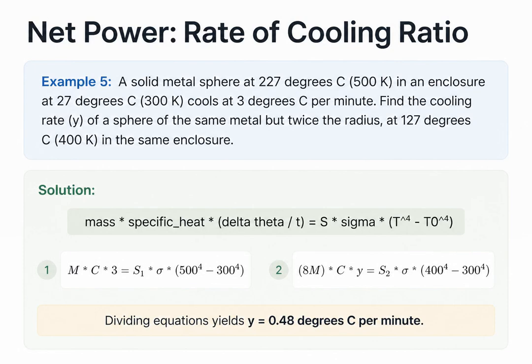Sometimes we need to compare two different scenarios using ratios. Here, a metal sphere cools at 3 degrees per minute. We want to find the cooling rate of a second sphere with twice the radius at a different starting temperature. Because mass scales with volume, doubling the radius increases the mass by a factor of 8, while the surface area only increases by a factor of 4. By setting up the net power cooling equation for both spheres and dividing one by the other, the constants cancel out, allowing us to solve for the new cooling rate, which is 0.48 degrees Celsius per minute.